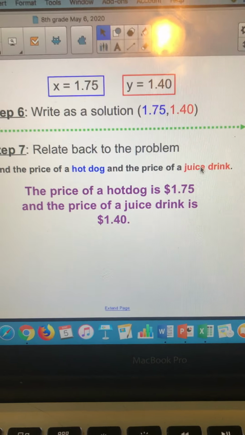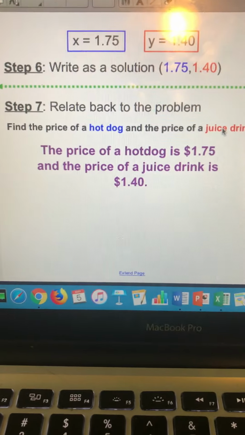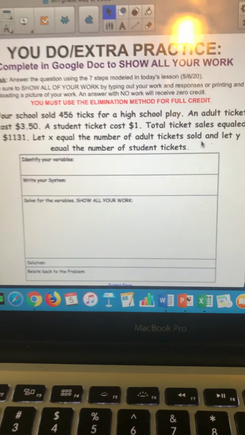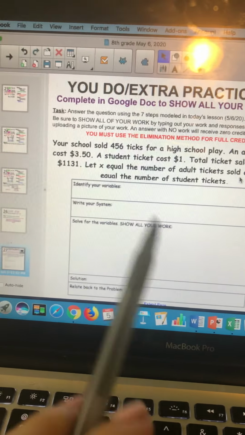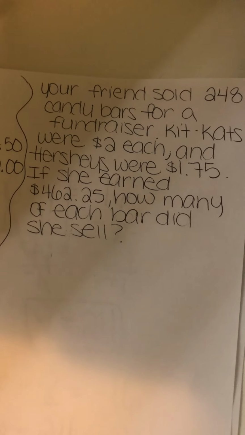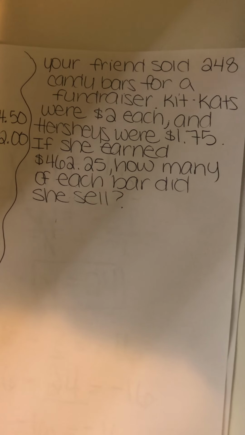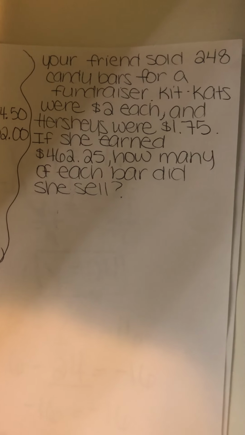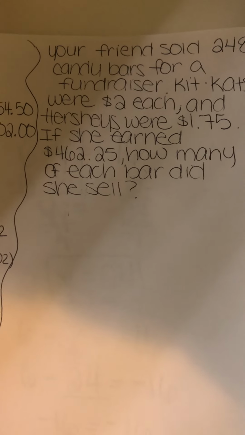Now, I'm going to model one more example for you because I feel like the one that you guys have to do today is a little different than what we've been showing you in the lesson. So I just wanted to refresh your memory on a question that is similar to the one you have to complete. I'm going to do one kind of like it, just so that we remember this type of problem. So if I told you that your friend sold 248 candy bars for a fundraiser, Kit Kats were $2 each, and Hershey's were $1.75. If she earned $462.25, how many of each bar did she sell?